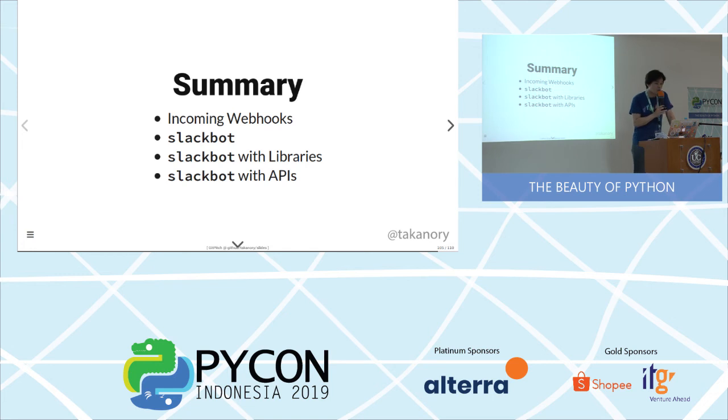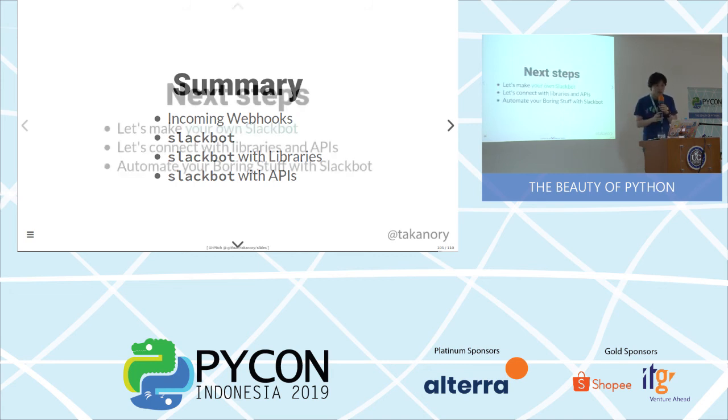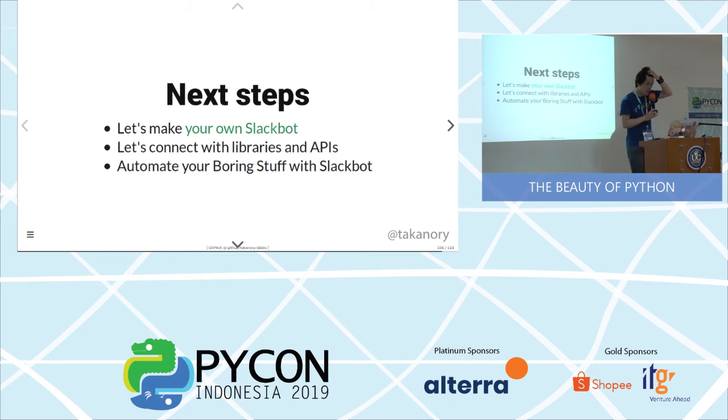Okay. Summary of this talk. I talked about incoming webhooks for a one-way chat bot, and Slackbot as an interactive bot, and Slackbot with libraries and APIs in some case studies. At last, the next step: let's make your own Slackbot or other chat bot. Let's connect libraries and APIs with your bot. Then automate your boring stuff with Slackbot or something.